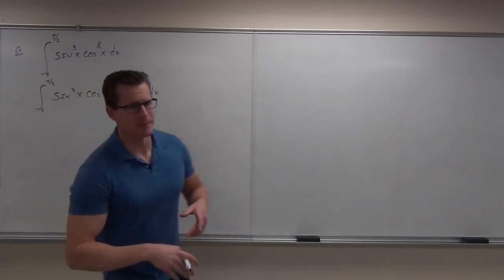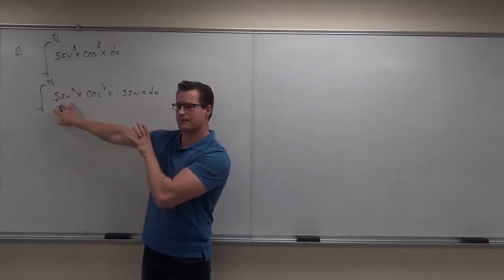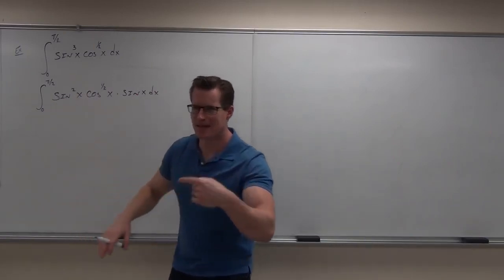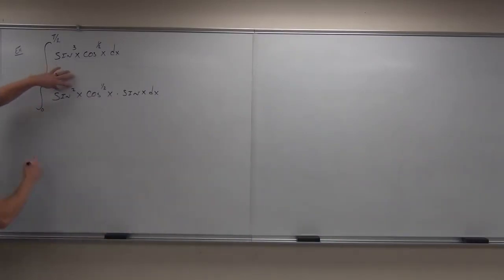Okay, so again, here was the idea. We've got an odd power, strip one off, and then what are we going to do with the sine squared? Turn it into identities. What identity is that? Is that the half angle or the Pythagorean? Pythagorean. Use that one. So here we go. Okay, cool. I like this.